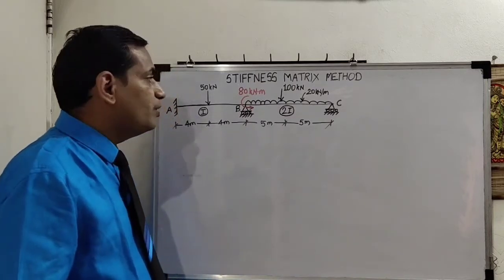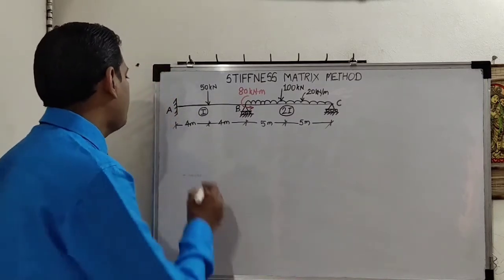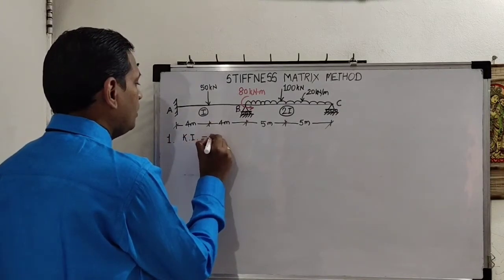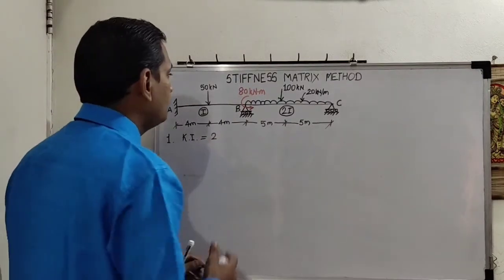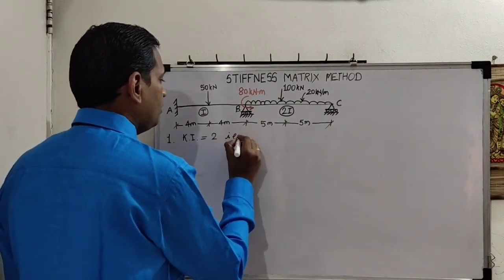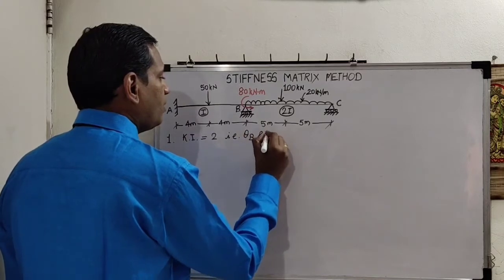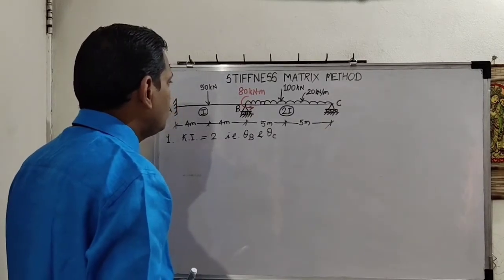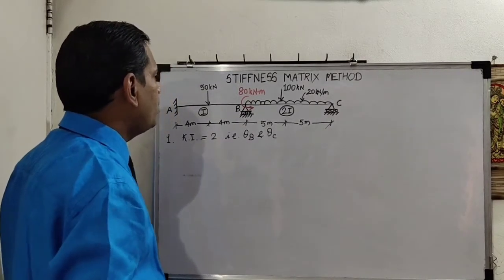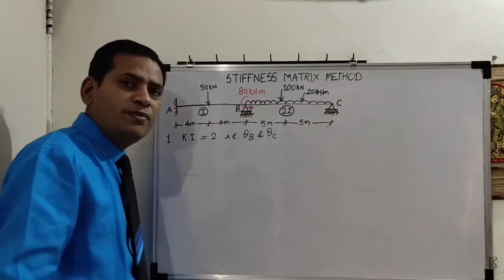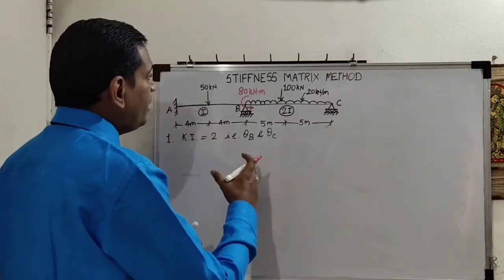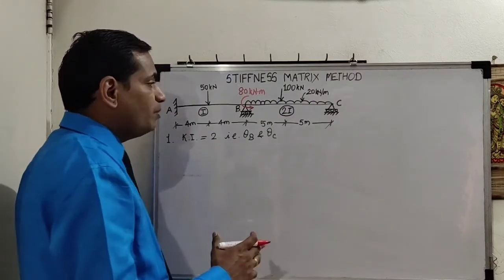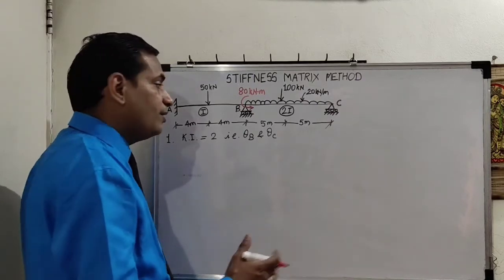So let us start with the solution. Our very first step will be, as always, determining kinematic indeterminacy, and this is as usual 2 because there is nothing different. And again we will take our usual unknowns theta B and theta C. So you will find that even though there is a little bit complicated loading on the beam, the steps will not be anything different and it will be simple and easy to understand.